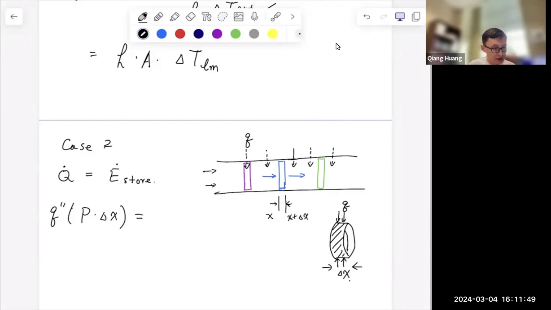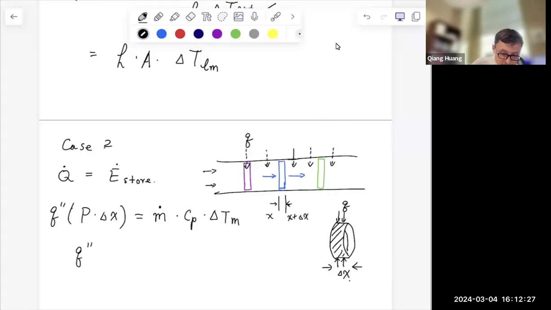That will equal the change of the internal energy, that is the mass flow rate times the specific heat times the delta mean temperature. Or you can use the derivative, which really depends on how small you cut that thin slice. If you make delta x infinitely small, then this delta Tm will be infinitely small, so both will become d instead of delta.